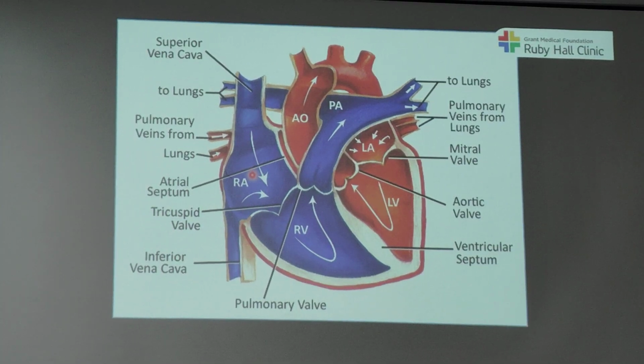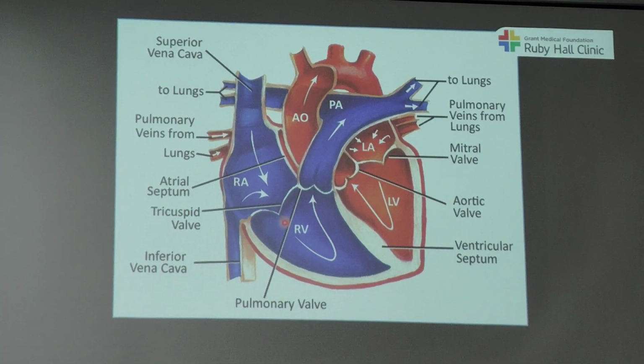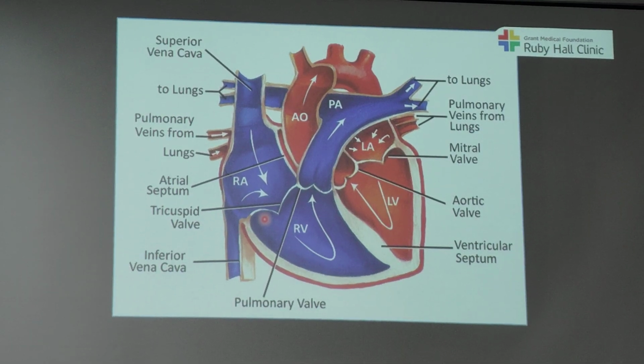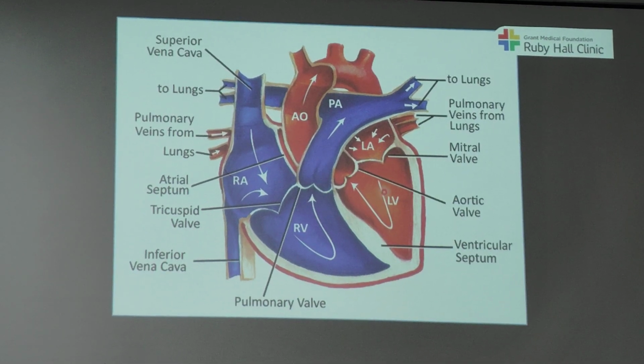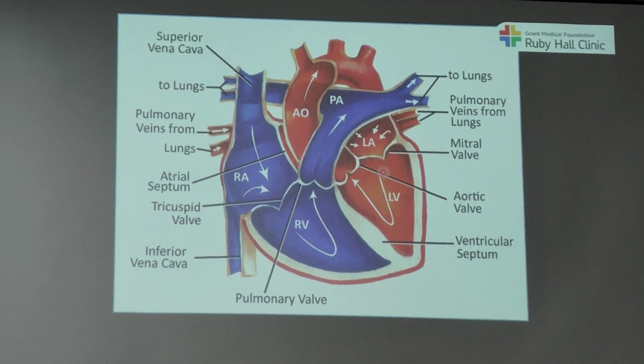So on the right side, it has a right atrium and the right ventricle. They are connected through the valve which is called the tricuspid valve. On the left side, it's a left atrium and a left ventricle, which is connected through a valve which is called the mitral valve.